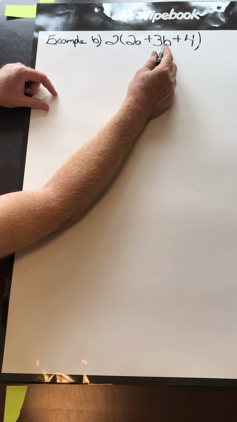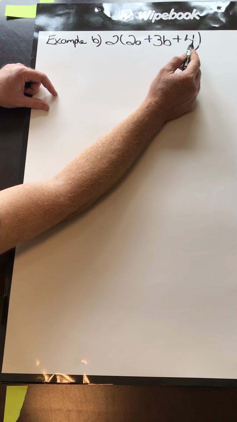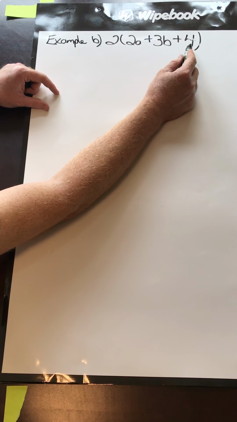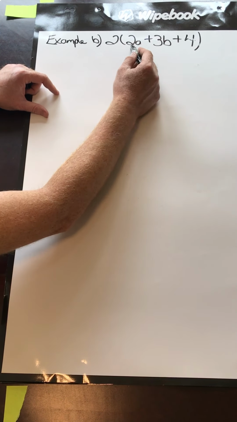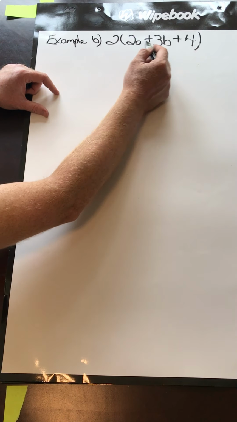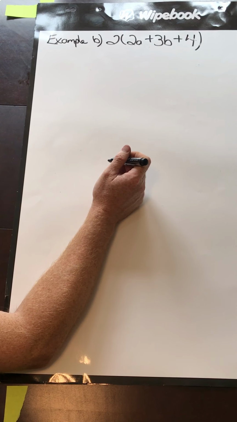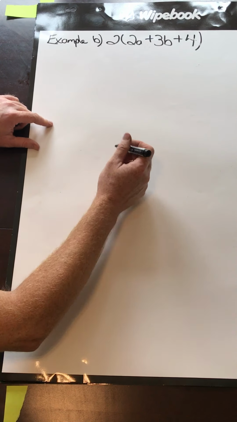No. I have a b as a variable. Any other b's? No. And I have a number. Any other numbers without any variables attached to them? No. So I have not like terms here. So I cannot add within the brackets. But I can use the distributive property and expand the expression by multiplying into the brackets.